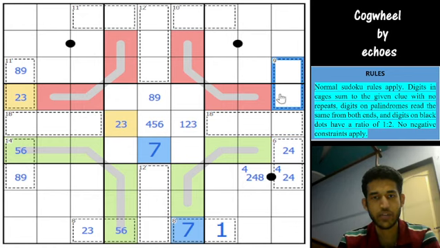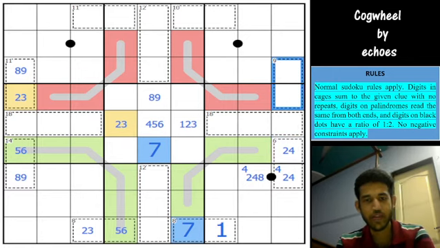Okay, let us look at this 9 cage, guys. 9 has become interesting now. It cannot be 2 plus 7 or 4 plus 5. So this is either 1 plus 8 or 3 plus 6.